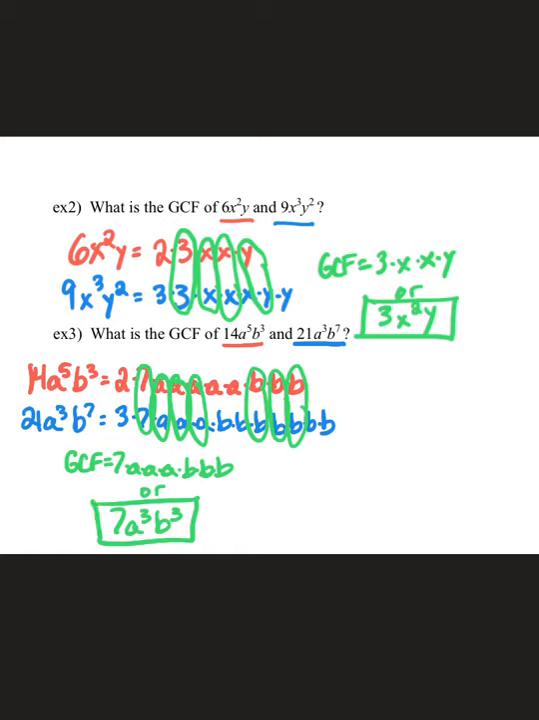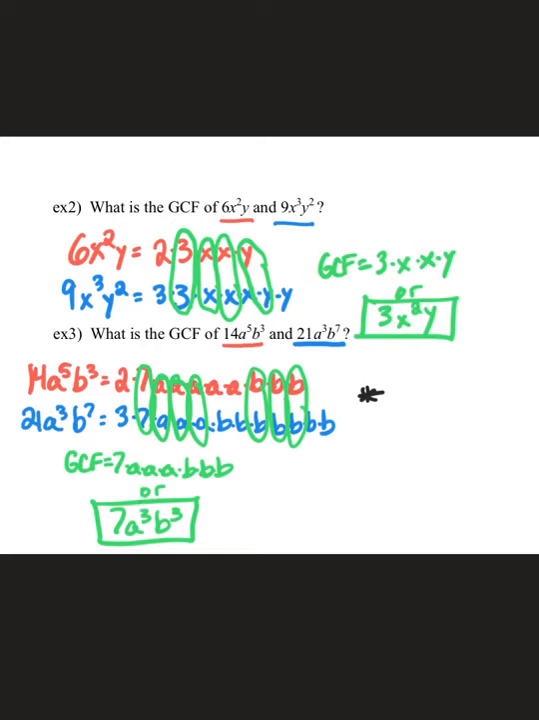Getting back to that process of having to list all the factors, if I don't want to do that, I should be able to come up with some sort of shortcut. And in this case, the shortcut has to do with the exponents. If I look at the examples for 2 and for 3, what do you notice about the GCF exponents compared to what we started with?